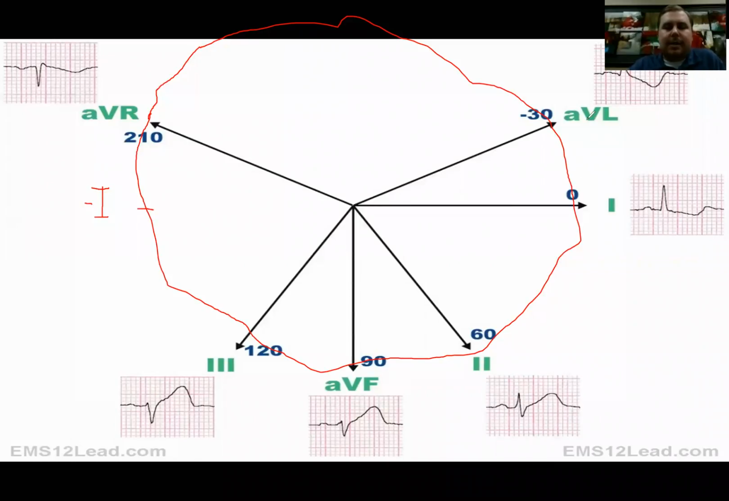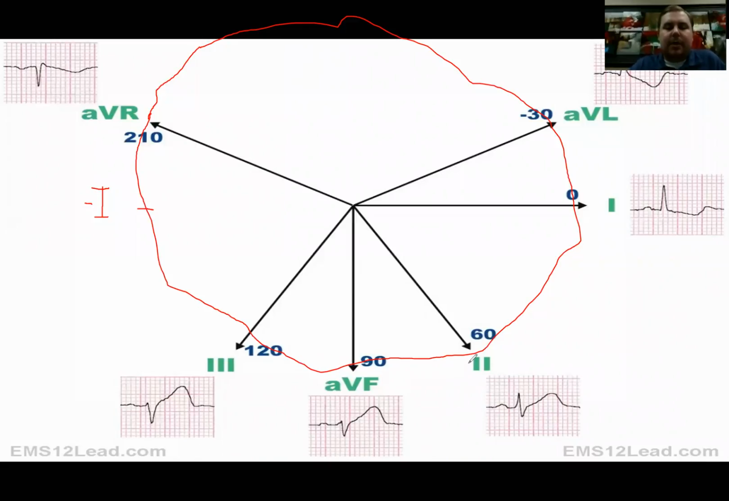Looking at this, I look down at 2, 3, and AVF, and all of them have pretty large T waves relative to the Q or S size and pretty subtle ST elevation. Lead 3 and AVF have enough ST elevation to call a STEMI. So this is a subtle inferior STEMI.